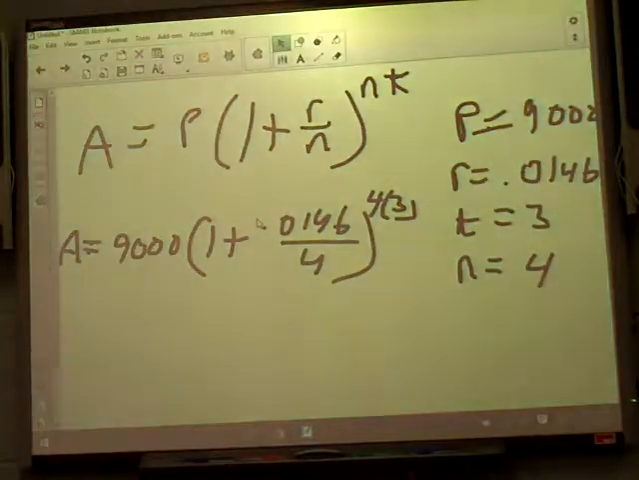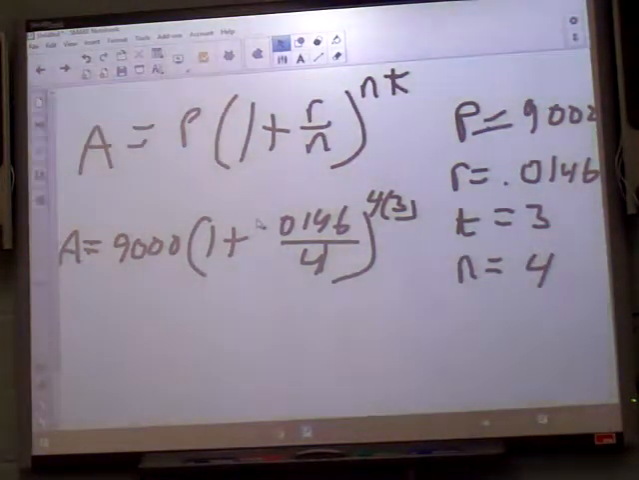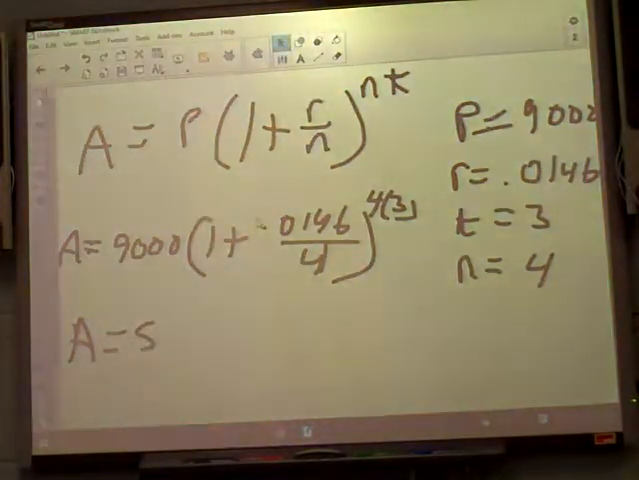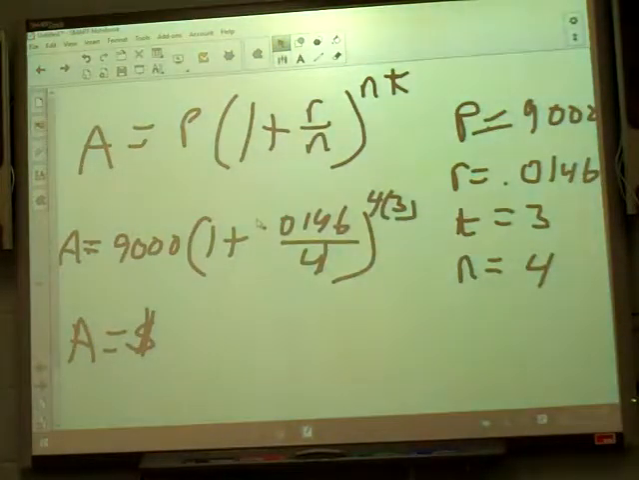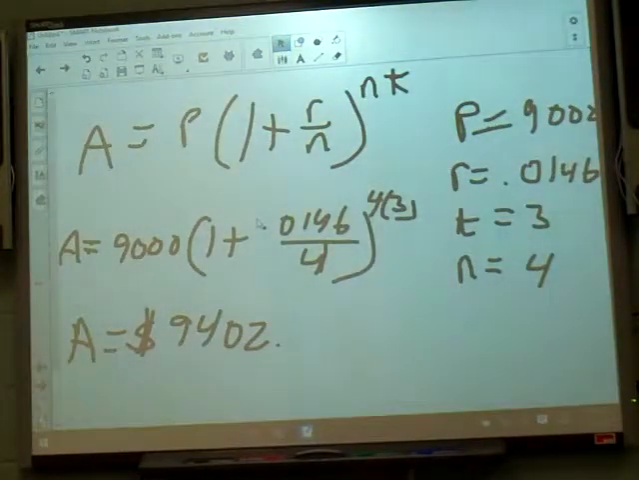Well, I'd be real careful. That's a 4 on the bottom, that's ugly. Sometimes I break stuff up into parts so that I don't mess it up as much. 0.0146, yes sir. Now when you get an answer, remember this is money, so round it to the nearest hundredth. $1,402 and how many cents? 21 cents.